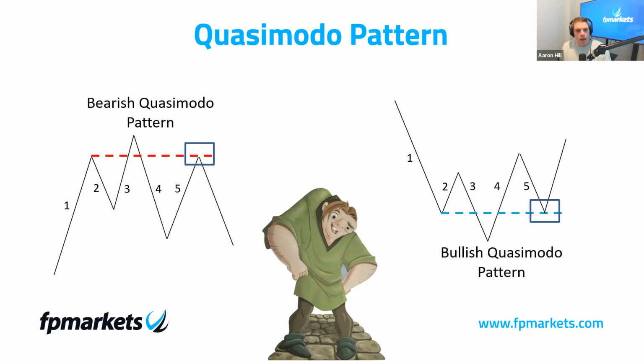Okay, so let me just start by saying the QM pattern is considered a reversal signal. So it's a reversal formation. That is a configuration that forecasts points on the chart in which a currency pair, assuming we're talking about FX here, could reverse direction.